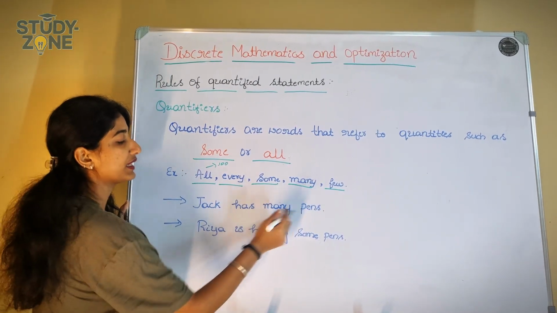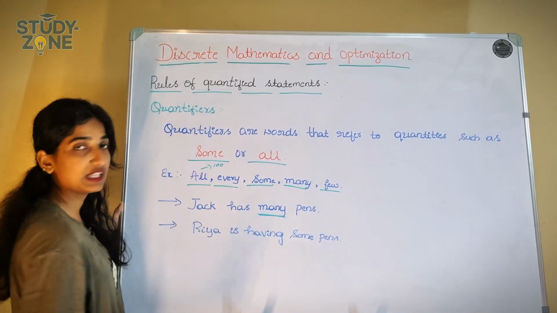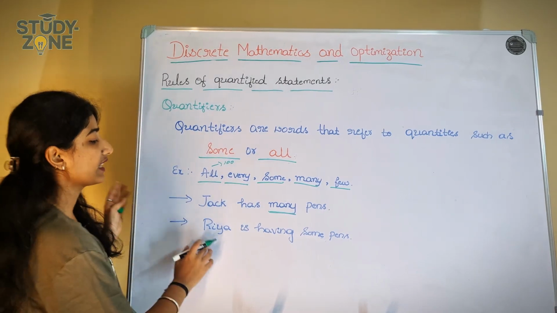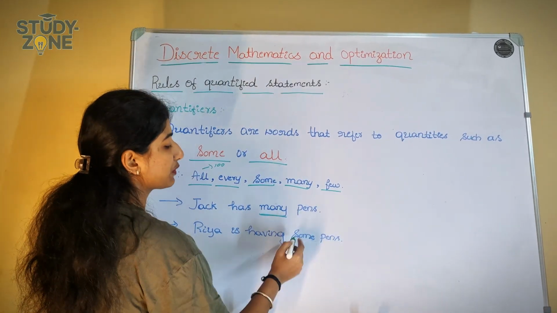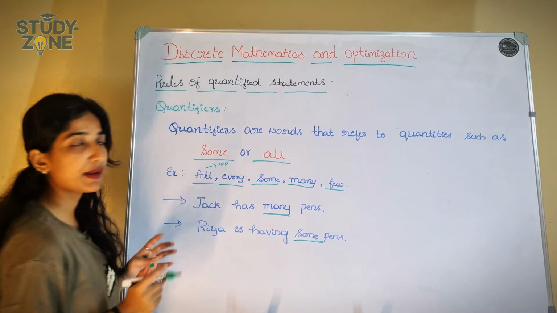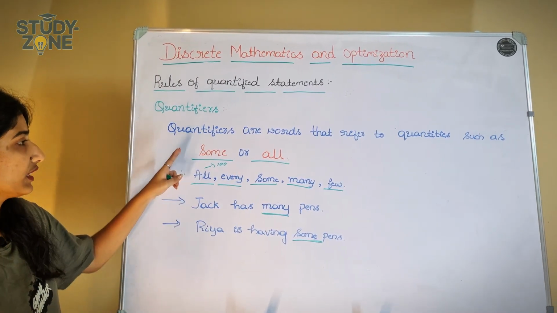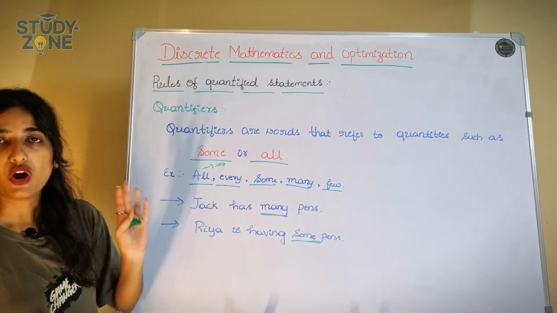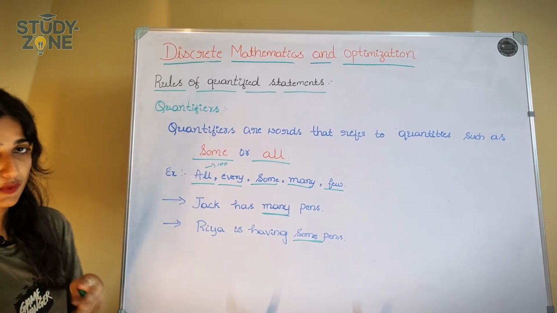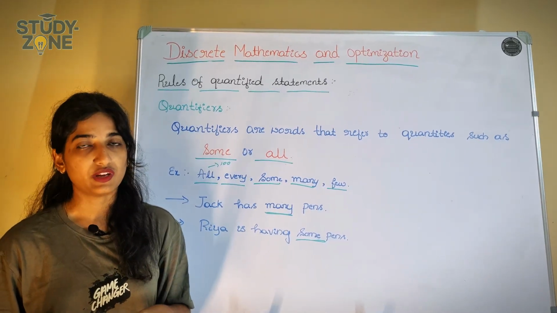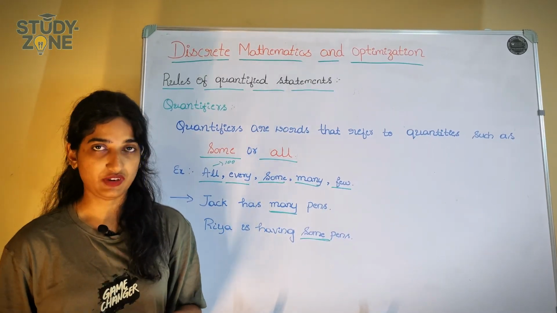Okay, so let us take an example. Jack has many pens. Here we are declaring it as many pens. We are not telling how many pens he has. And then Ria has some pens, which means here we are declaring it with the help of some pens, like that. So quantifiers are the quantities which are referred to in terms of some or all. Okay, so there are two types of quantifiers, that is universal quantifier and existential quantifier. Let us go through them one by one.